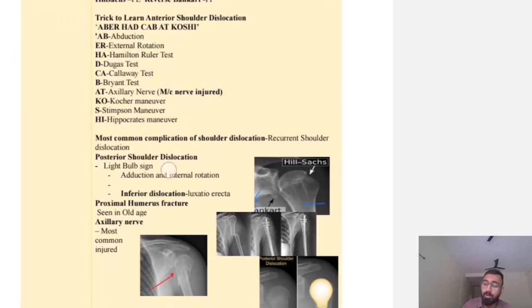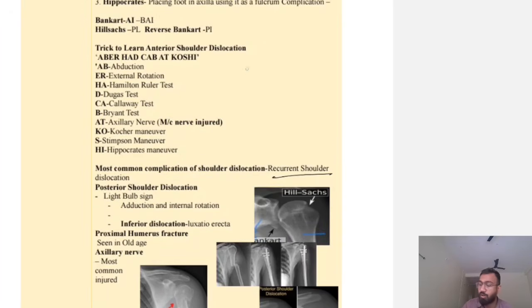Now, the most common complication of shoulder dislocation is recurrent shoulder dislocation. How? Because the shoulder is dislocated anteriorly, the anteroinferior labrum is disrupted, creating a void there. Before, the glenoid was protecting this humerus. Now there is a defect in the anteroinferior part because the shoulder has been dislocated once. So because of the defect in the anteroinferior part, the patient is likely to dislocate the shoulder again. That's why the complication of shoulder dislocation is recurrent shoulder dislocation. Next is posterior shoulder dislocation.